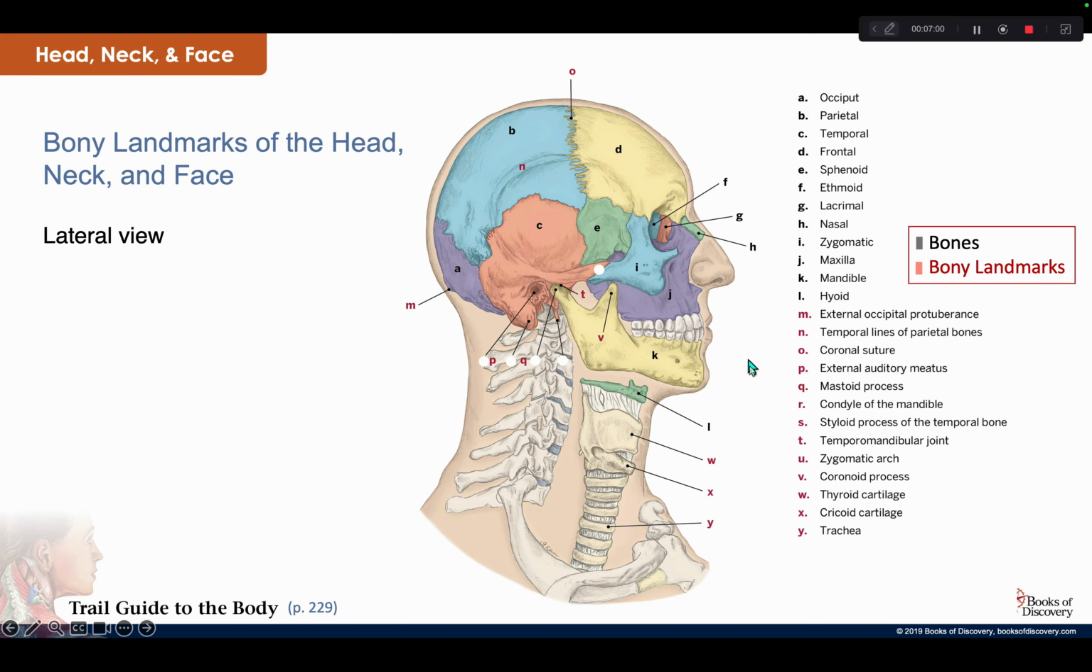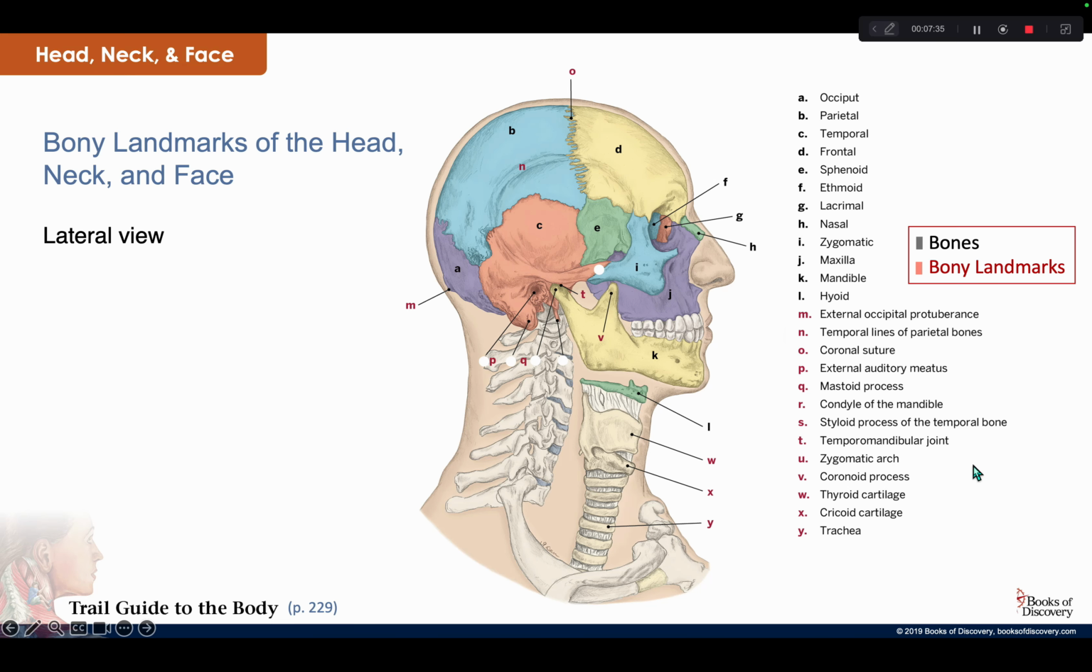All right, the main one that I really want you guys to know is here, Q, the mastoid process. Along this temporal bone, at the base of the skull, you're going to feel a little structure, a little protuberance of some sort. This is the mastoid process, Q. The main reason I want you to know this is that one of your main neck muscles, your SCM, attaches to the mastoid process.